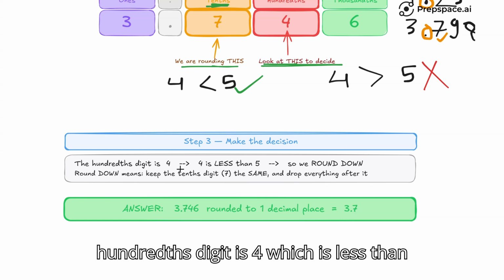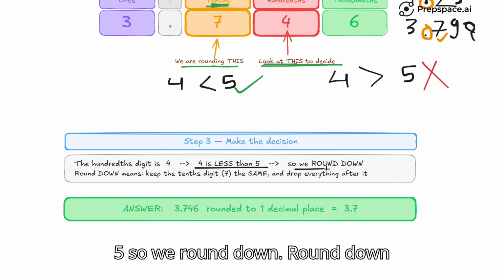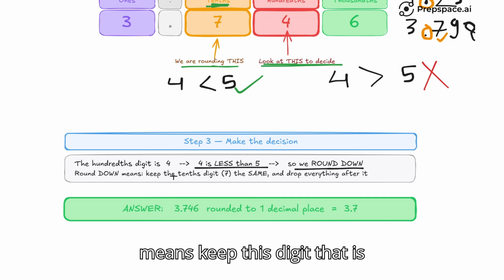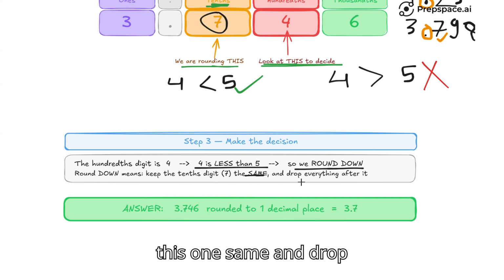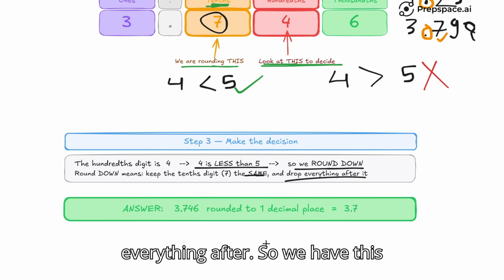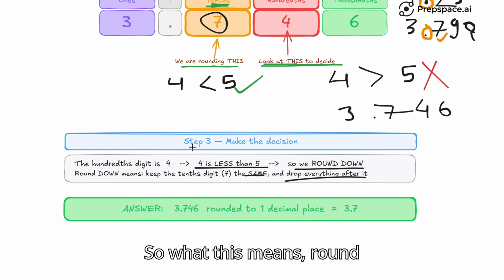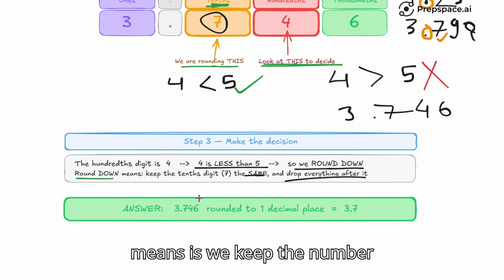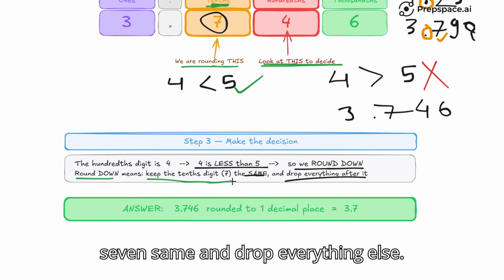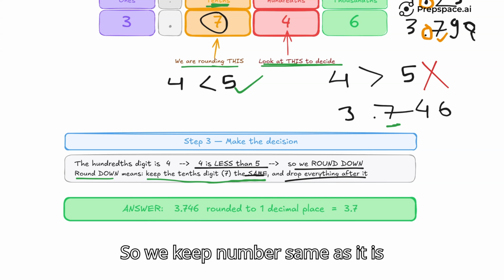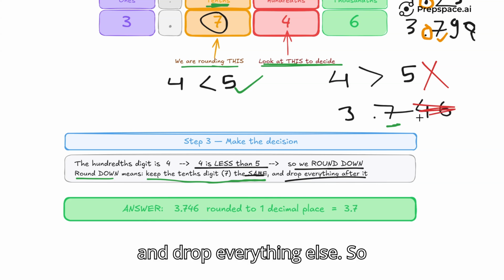So the hundredths digit is 4, which is less than 5. So we round down. Round down means keep this digit, that is this one, the same, and drop everything after. So we have this number 3.746. What round down means is we keep the number 7 the same and drop everything else.